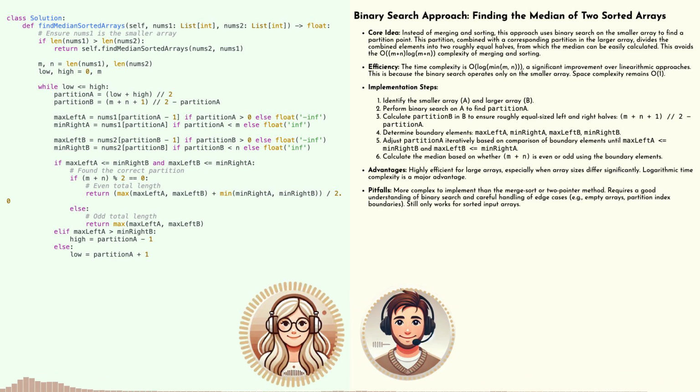So think about it. If we know the total number of elements in the combined array, we can calculate the position of the median, and that position is essentially the nth smallest element. Ah, I see. So if the combined array has 5 elements, the median is the third smallest element. Exactly. And if it has 6 elements, the median is the average of the third and fourth smallest elements.